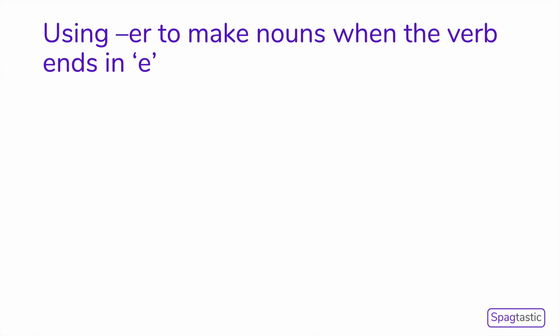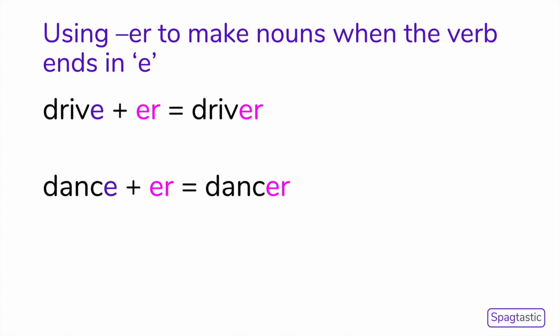We are now going to look at using the suffix -er to make nouns when our verb ends in E. So here we have the verb drive. You can see it ends in an E. To change drive into driver, we have to remove the E from drive and add the suffix -er. So driver is spelt D-R-I-V-E-R.